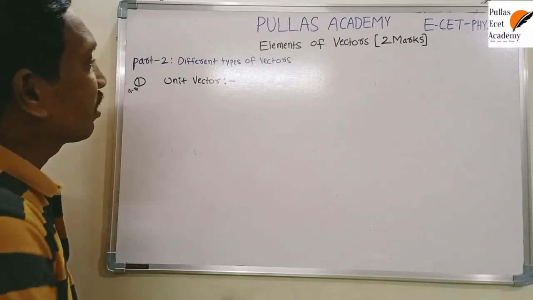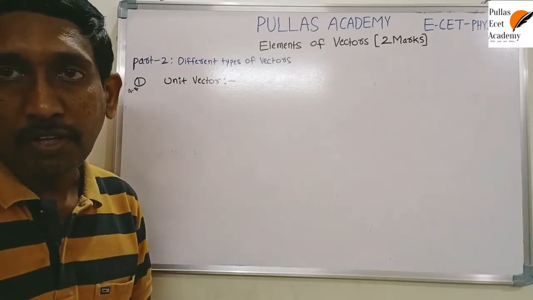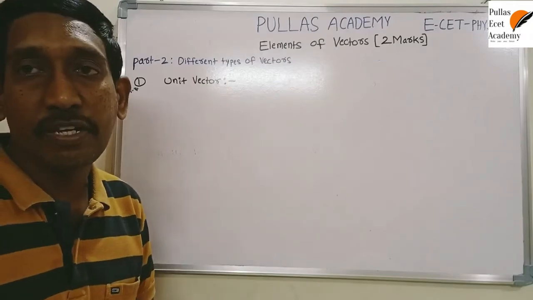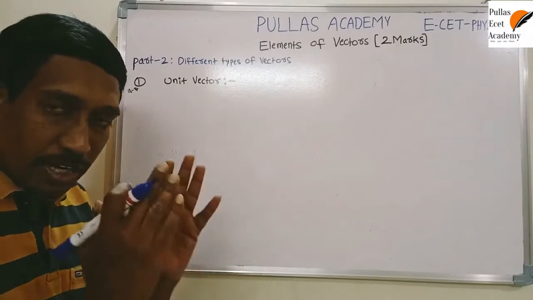A unit vector is a vector whose magnitude is unity and which represents the direction of the given vector. That is called a unit vector.